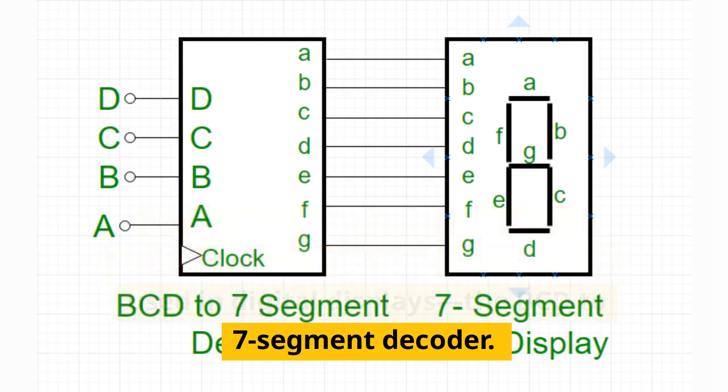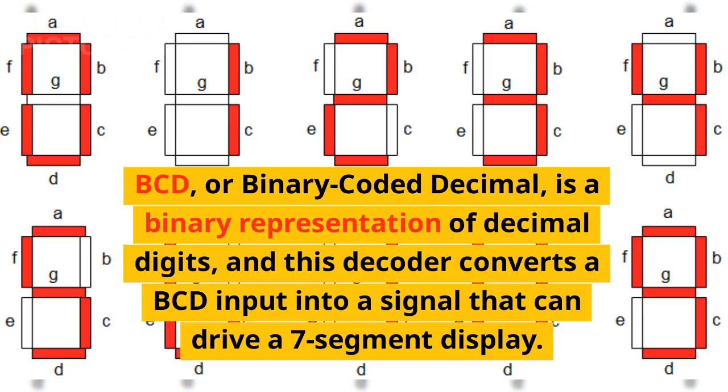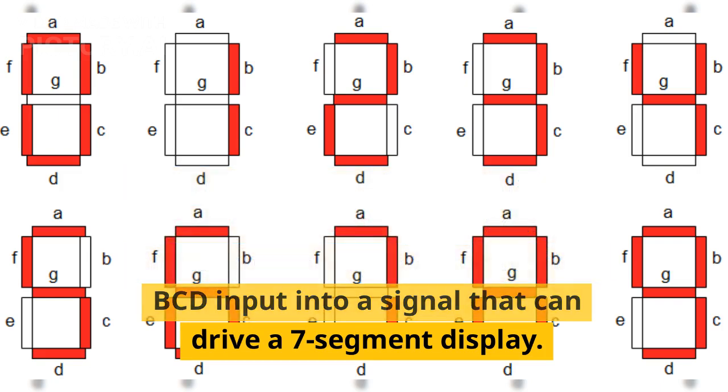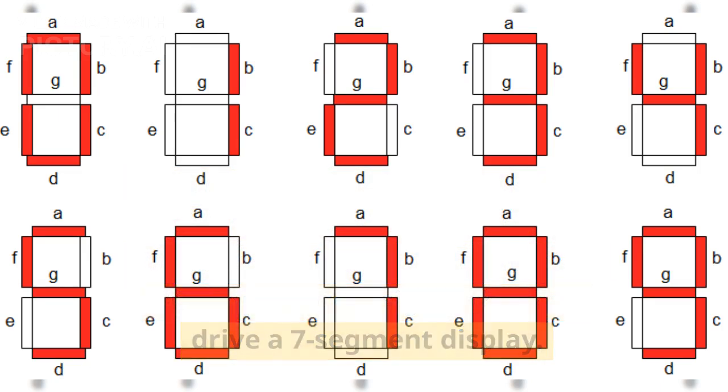Now, let's take a closer look at a specific type of decoder that's widely used in digital displays, the BCD to 7-segment decoder. BCD, or binary coded decimal, is a binary representation of decimal digits, and this decoder converts a BCD input into a signal that can drive a 7-segment display.